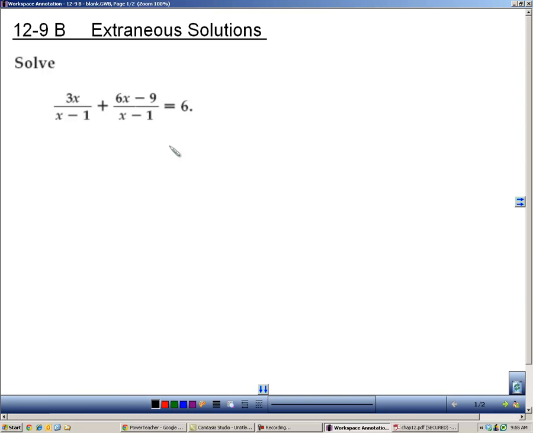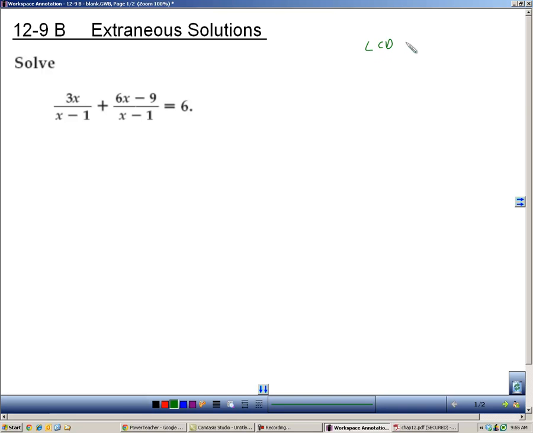Section 12.9b is about extraneous solutions. We're going to solve these rational equations the same way we did in 12.9a, but now we're going to take our answers and plug them back in because there's a possibility that they could be extraneous. So we'll talk about that when we get to that part at the end.